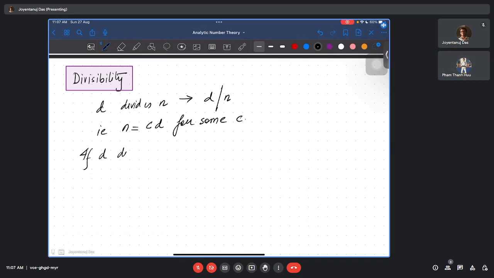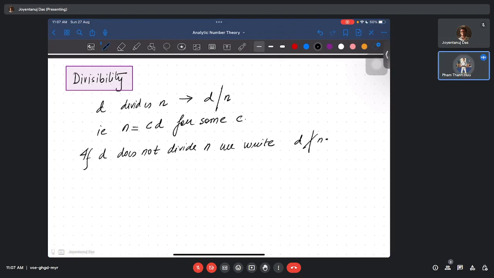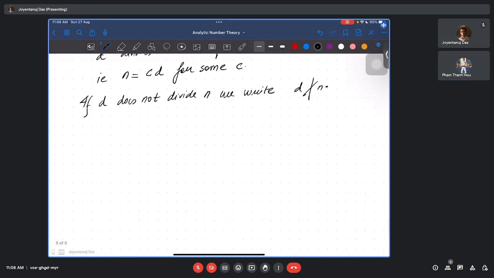And if d does not divide n, then we'll use the notation that d does not divide n. Okay. So now some properties are there.